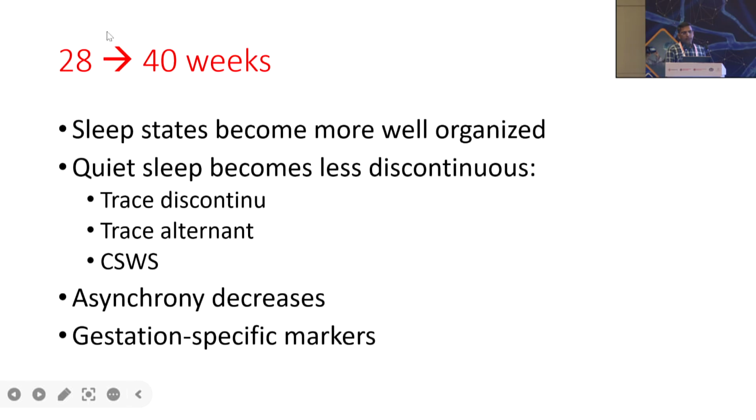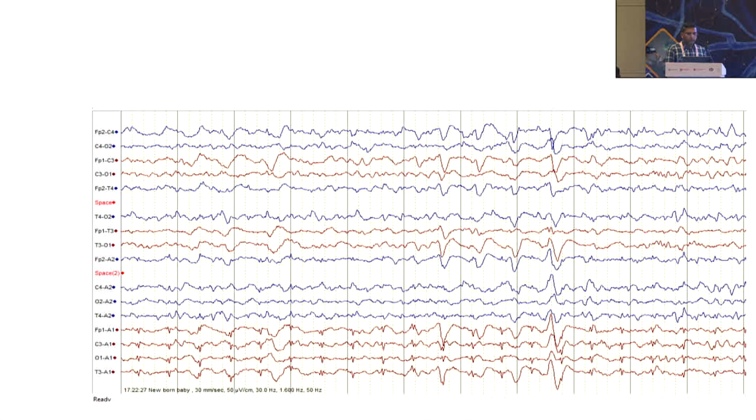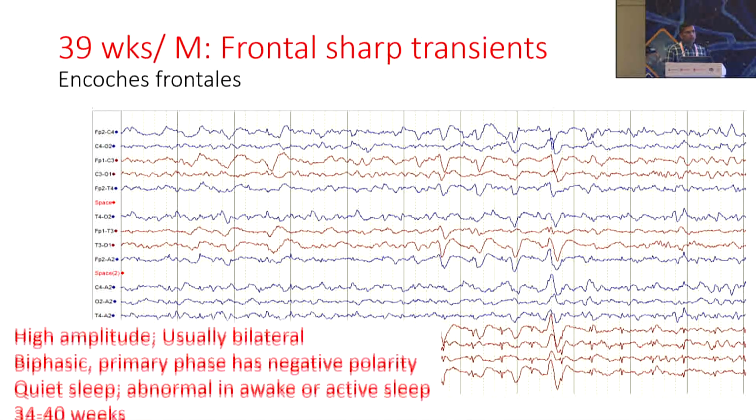So from a very preterm baby of 28 to 40 weeks, what things change? One, sleep states become more well organized, like quiet sleep and active sleep become more well organized towards full term gestation. Quiet sleep, initially you have trace discontinue in a very preterm baby of 26, 30, 32 weeks, whereas towards term gestation you have trace alternate, and then you have the CSWS pattern. So these are all normal elements of quiet sleep. So I think I'll stop it here.